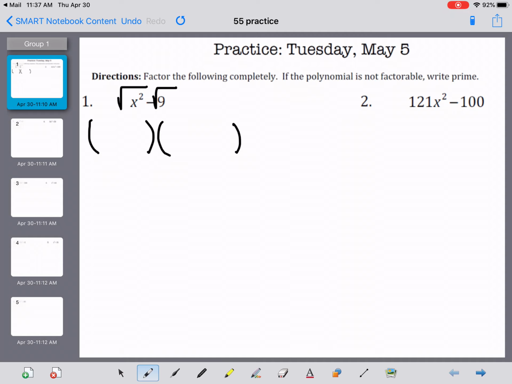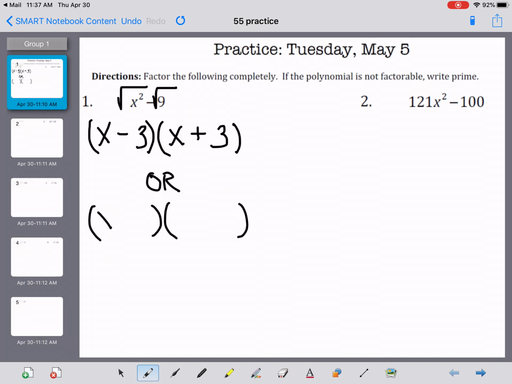And the square root of x squared is x. The square root of 9 is 3. And then we need different signs. In general, I tend to put the minus first and the plus second. It does not matter. If you prefer, you can write x plus 3 and x minus 3. Both of those mean the same thing.